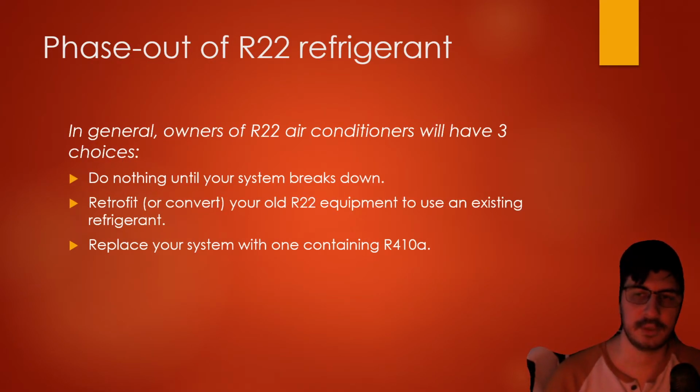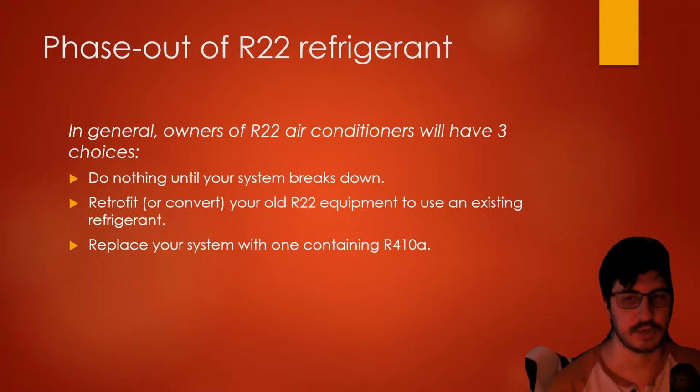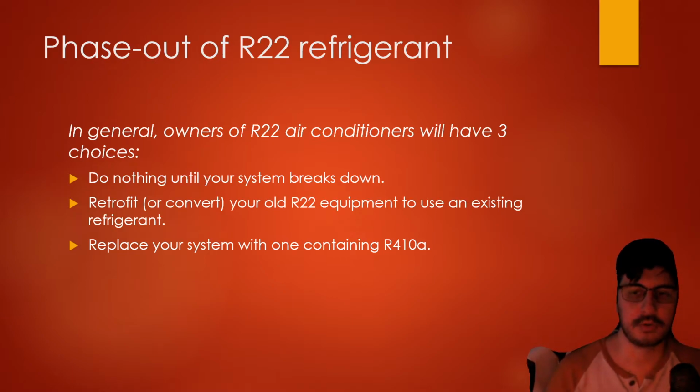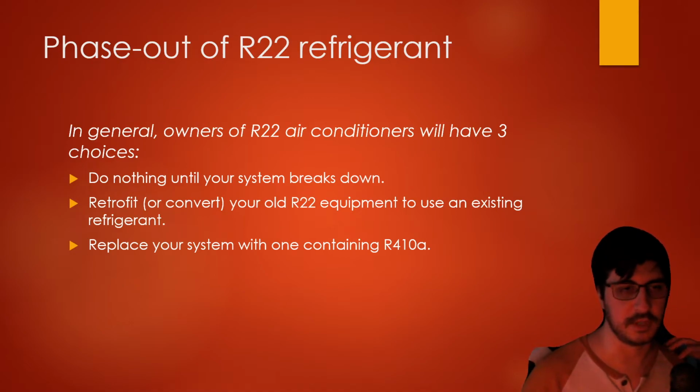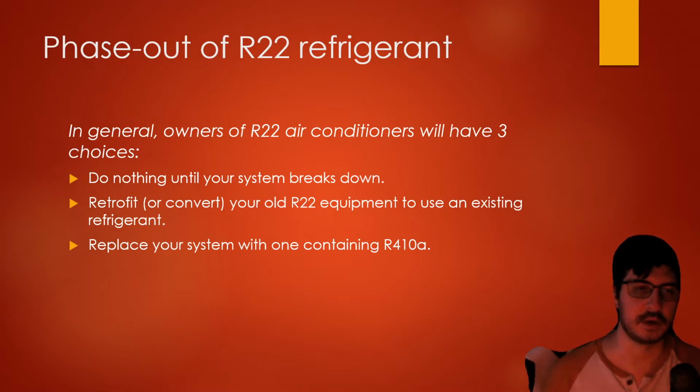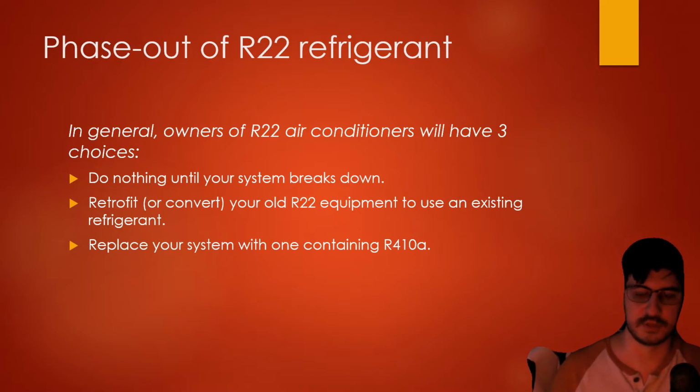In general, if you own an R22 air conditioner or you're servicing one, you have 3 real choices with them. Just do nothing until the system breaks down. If it does, you can retrofit or convert the old R22 equipment to use an existing refrigerant, or you can replace your system with one containing R410A. There are non-ozone depleting alternatives available if new or retrofitted systems are your choice. Newer alternatives include HFO 1234ze, as well as R513A, and then of course R410A.